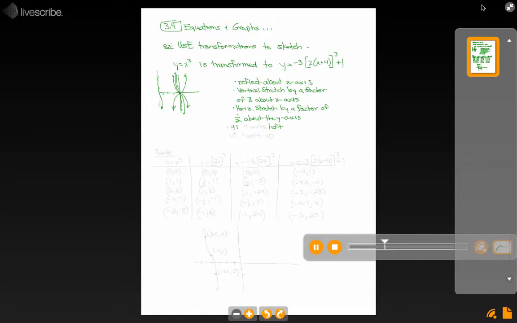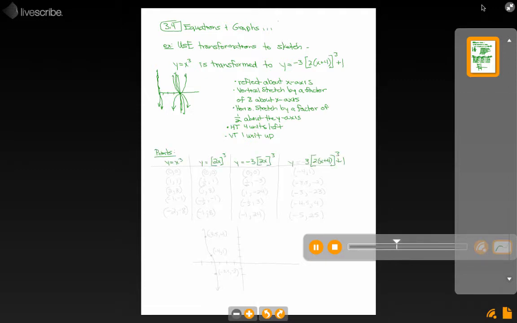Now the last ones to describe are the translations. By this point you guys are pretty good, it seems, at describing translations. So the x plus 4 in the brackets is going to move this graph 4 units to the left, 1, 2, 3, 4. So this steep cubic function moves 4 units to the left, and then a vertical translation 1 unit up. Hard to picture, but let's do a little better job of this drawing.